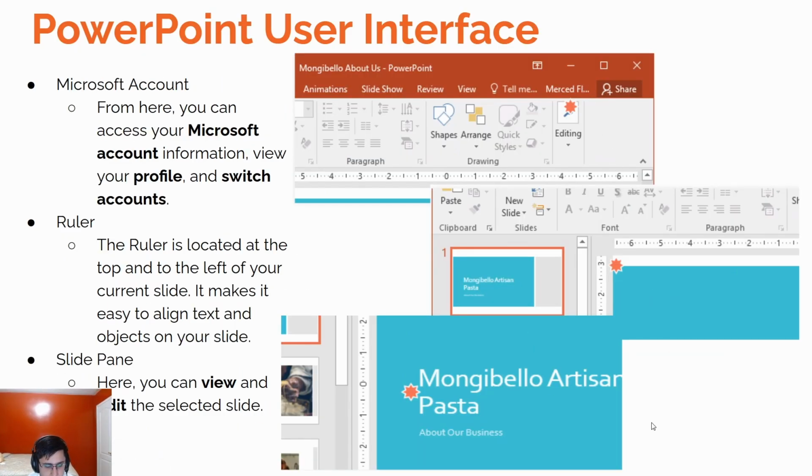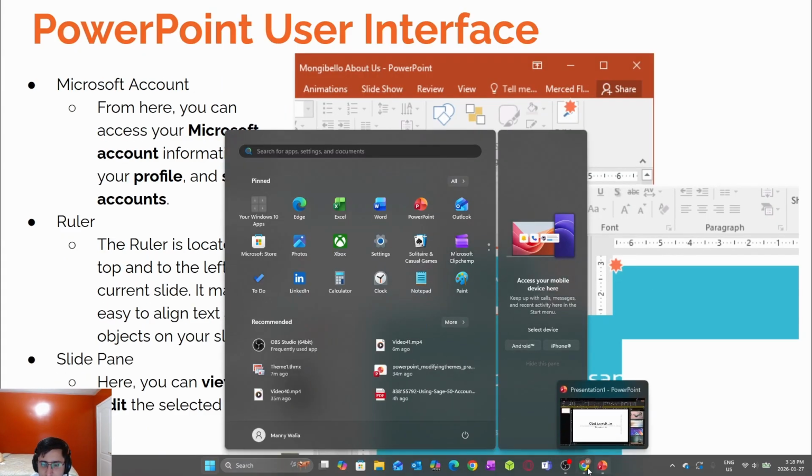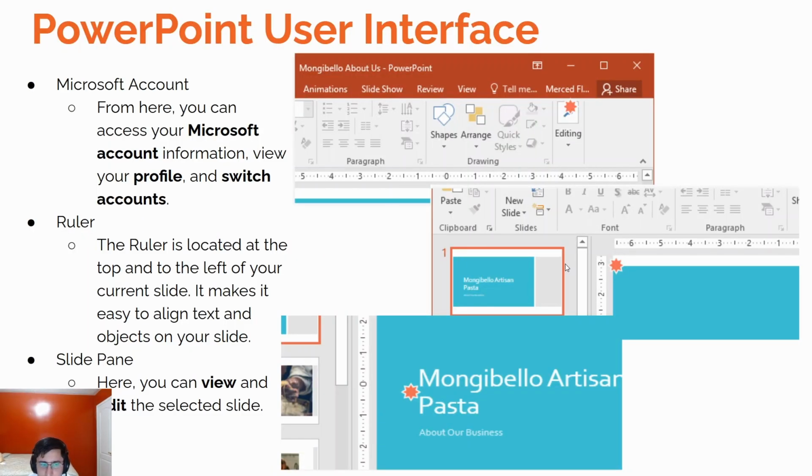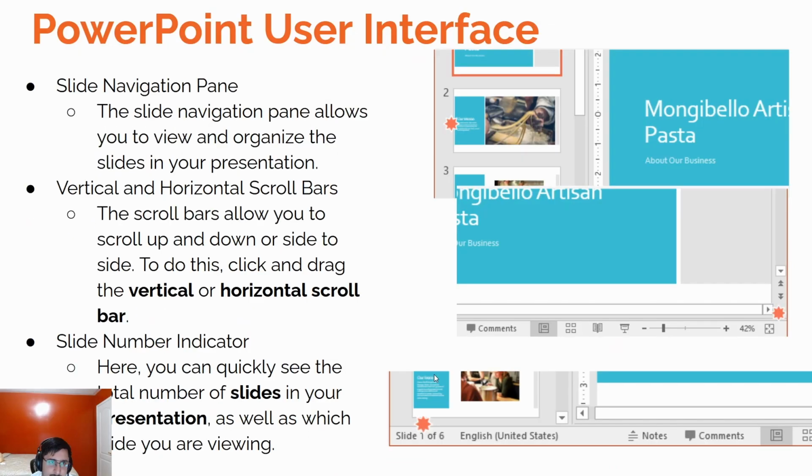Here in the top right corner, we have the Microsoft account. So we have all our details related to the Microsoft account up here. Then we have the ruler, which is located right in here. It basically allows us to align text and objects on slides. Finally, we also have the slide pane right here, right? And this allows us to view and edit the selected slide if we want to.